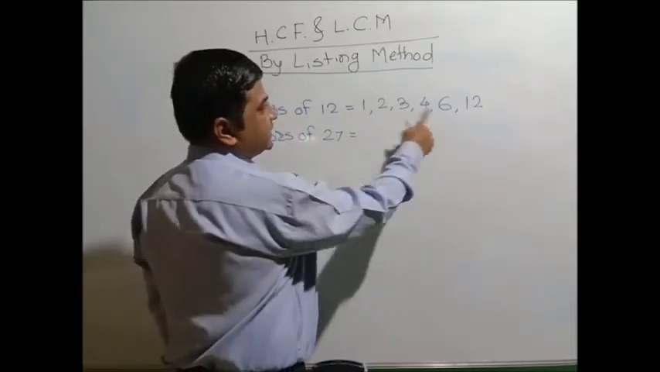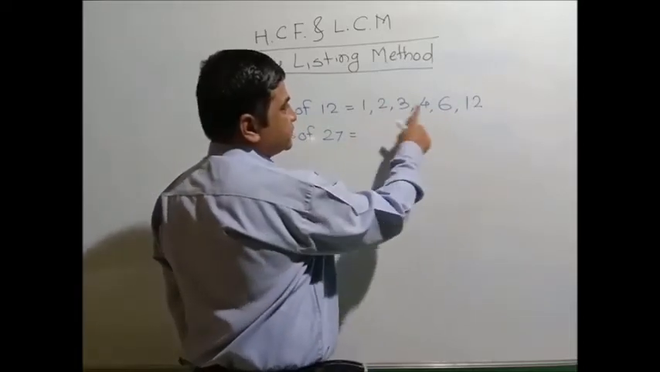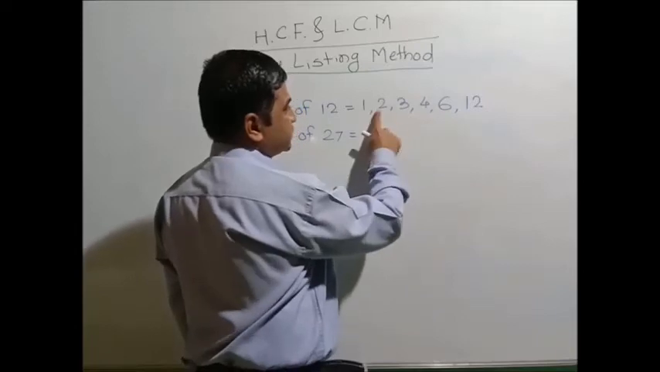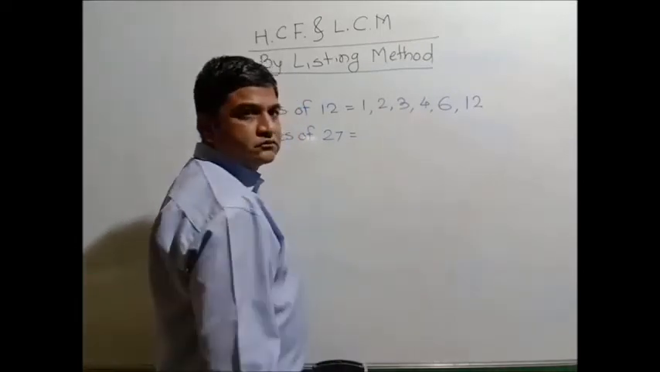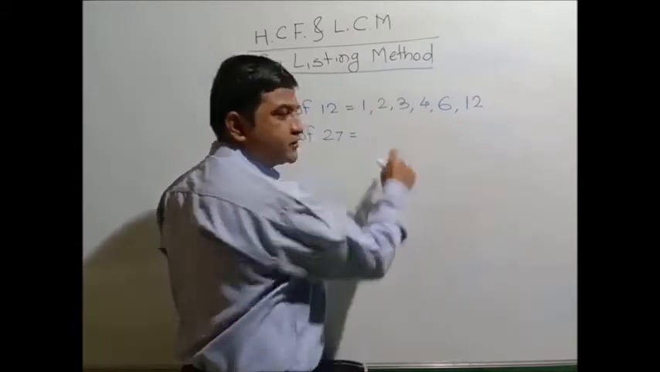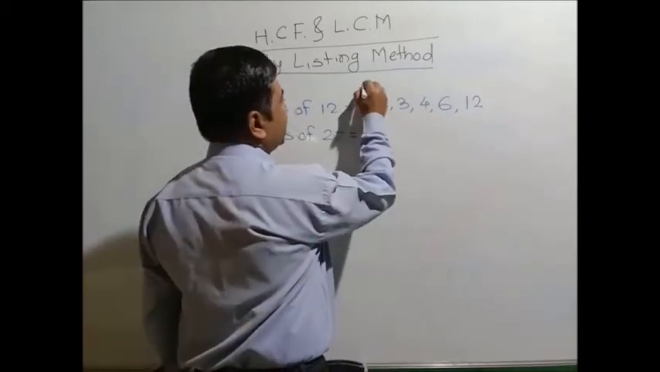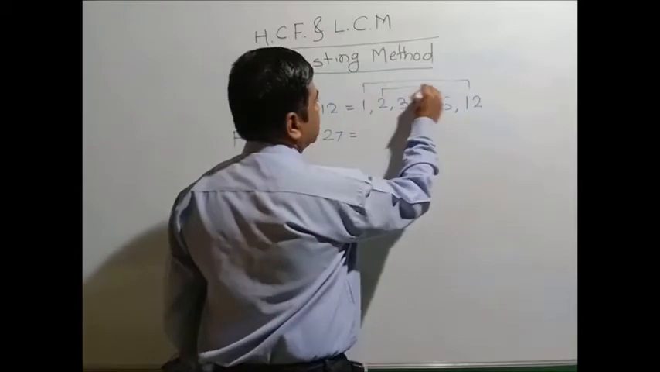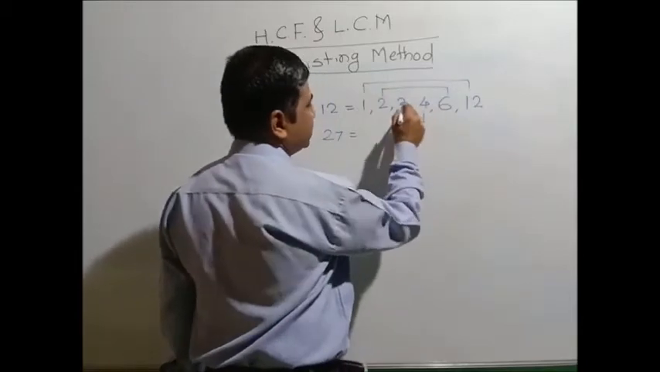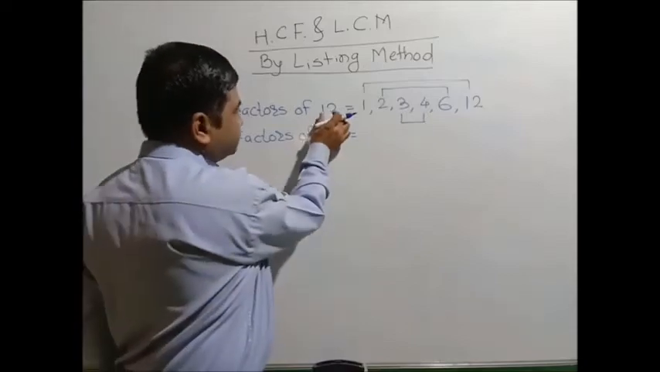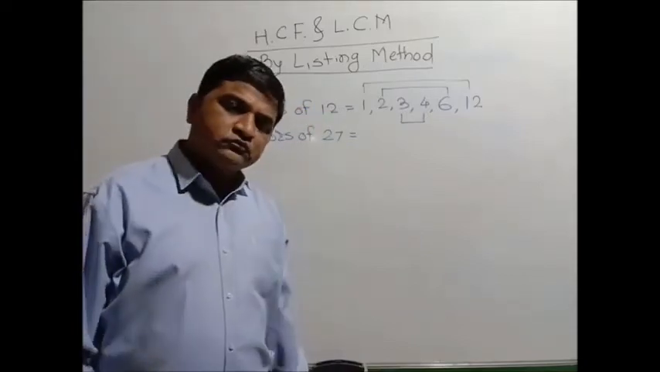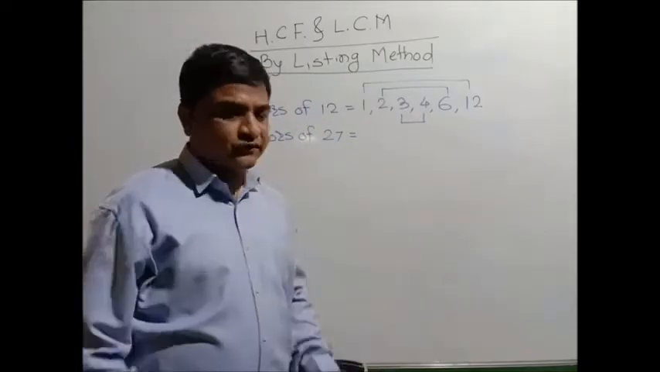Now you take second and second last. 6 twos are 12, or 2 6s are 12. Now you take 3 4s, or 4 3s, are 12. So if I go like this, I will get that 3 4s are also giving the same number, 12. So we have found out all the factors of 12.